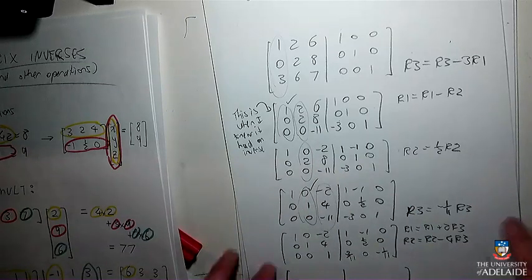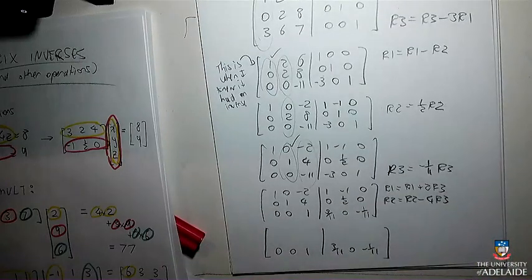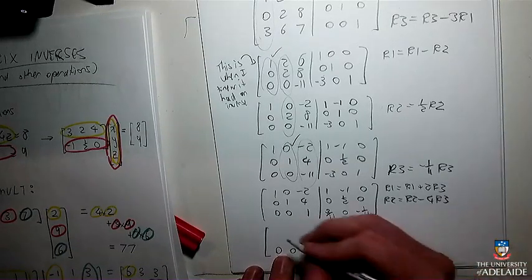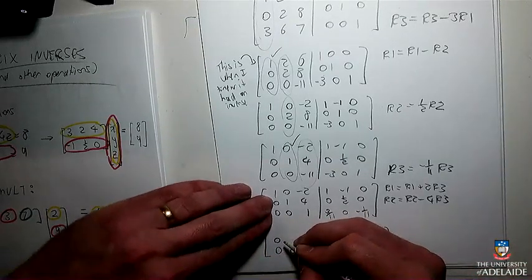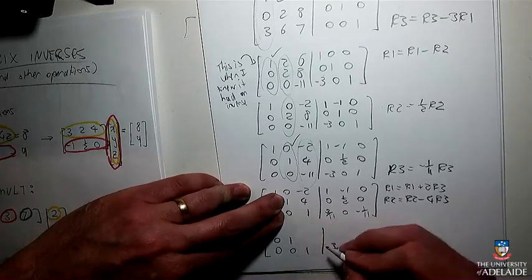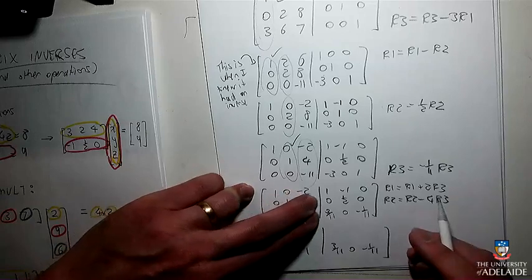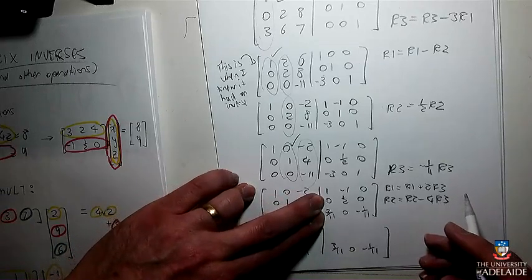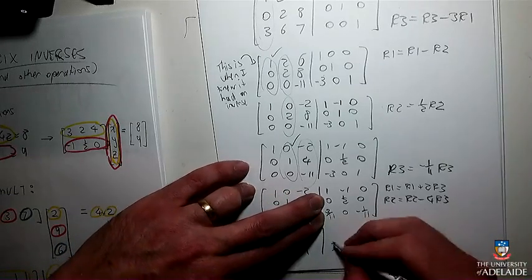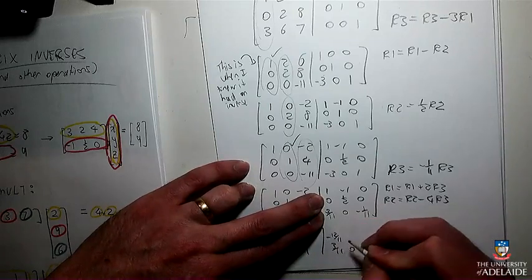Well done. Okay, let's do it. I've been avoiding the fraction calculations. So, all right, row 2 is row 2 minus 4 of row 3. So 0 minus 4 of 0 is still 0. 1 minus 4 of 0 is still 1. 4 minus 4 of 1 is 0, because that was the point. 0 minus 4 lots of 3 elevenths is 0 minus 12 elevenths, which is minus 12 elevenths.